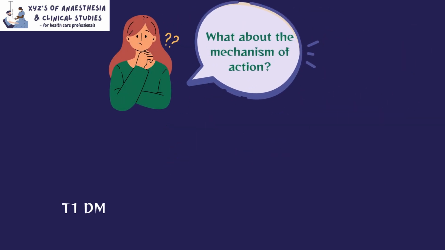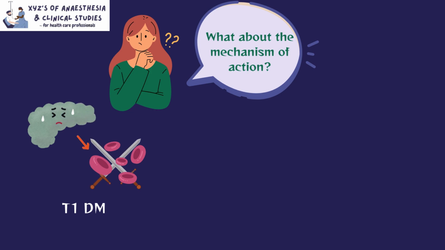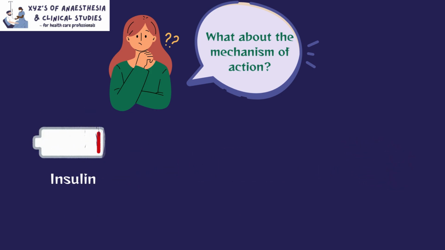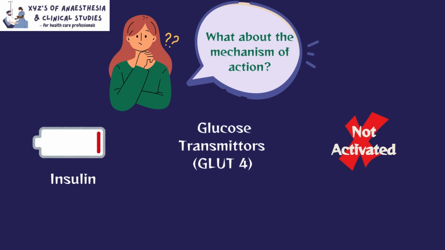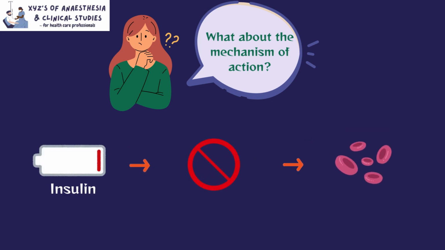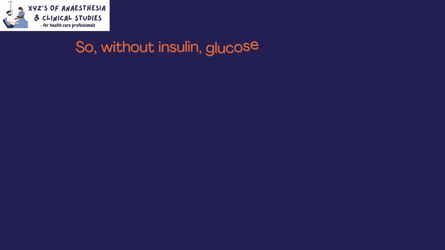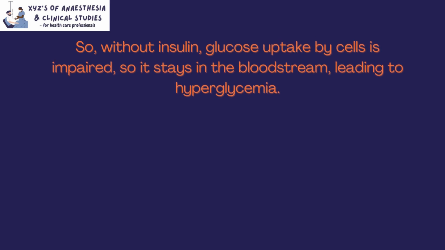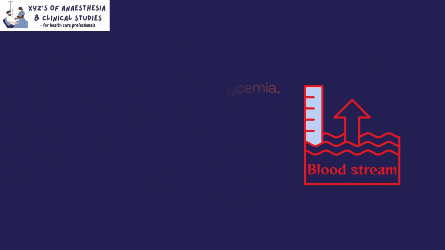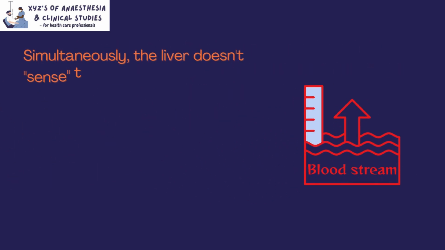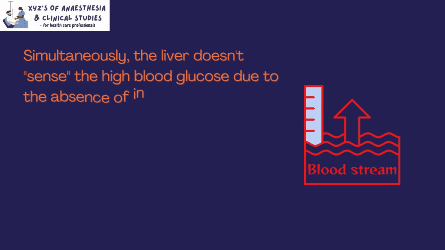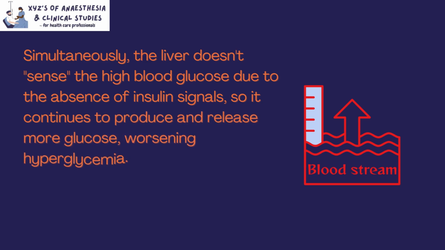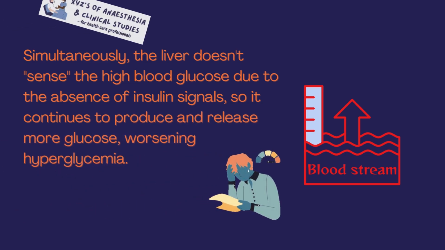In type 1 diabetes, due to the destruction of beta cells, there is little to no insulin available in the bloodstream. Without insulin, the glucose transporters are not activated, preventing glucose from entering the cells. Glucose uptake by cells is impaired, so it stays in the bloodstream, leading to hyperglycemia. Simultaneously, the liver doesn't sense the high blood glucose due to the absence of insulin signals, so it continues to produce and release more glucose, worsening hyperglycemia.